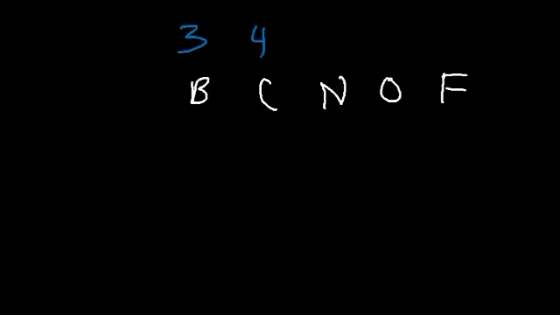So there's a trend. Let's consider carbon, nitrogen, oxygen, and fluorine, and boron as well. Boron has 3 valence electrons, carbon has 4, nitrogen has 5 valence electrons, and oxygen has 6. Fluorine has 7.